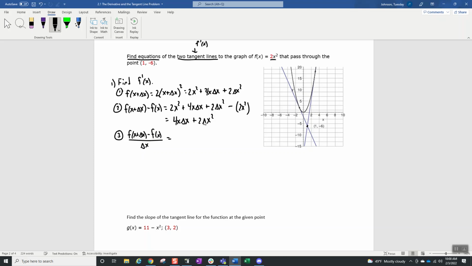So I see everything has a delta x in it. I'm going to factor it out. 4x plus 2 delta x, all divided by delta x. I love that we get colors. And this delta x can get canceled out, right? That was our whole purpose of factoring it out. Step 4, limit process. For finding the derivative, you send delta x to 0.